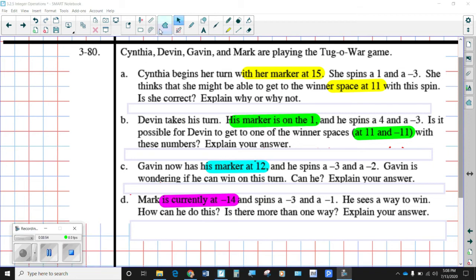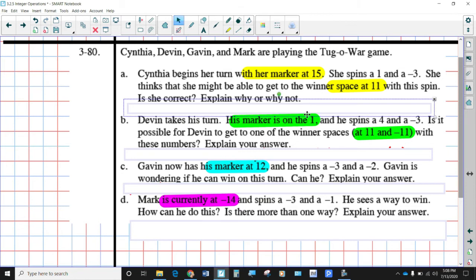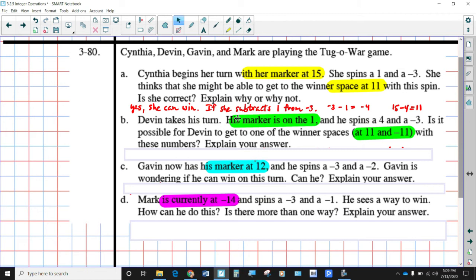All right, let's see what we got. Cynthia, is there a way to make this work? I'd say yes, she can win. If she subtracts 1 from -3, which would be -3 minus 1, which is the same as -3 plus a -1, that would be -4. And then you take 15 plus a -4, or 15 minus 4 would land her at 11. So she would be a winner.